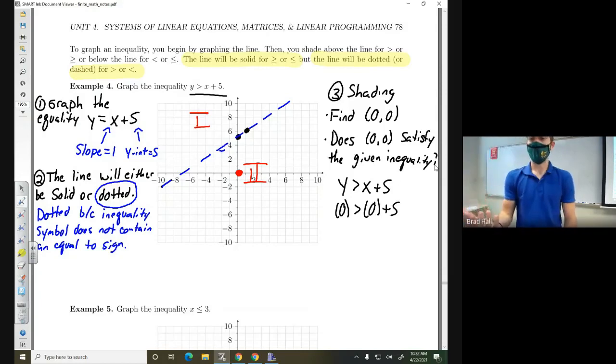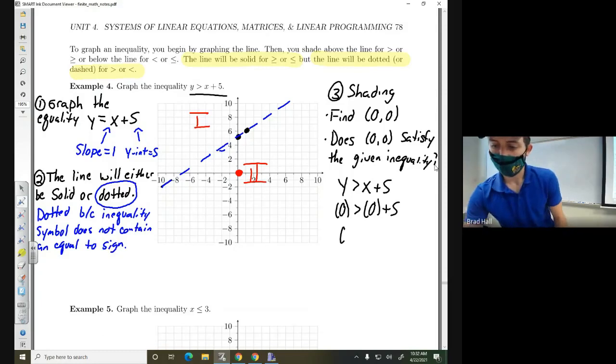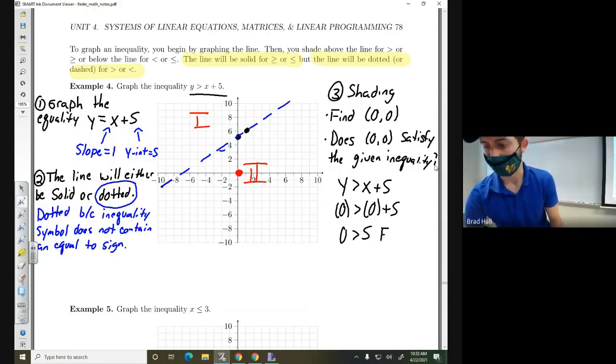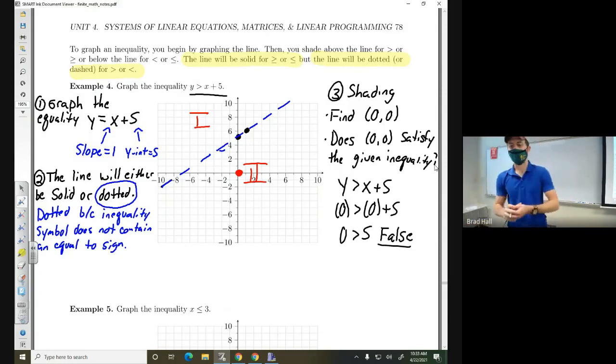So I plugged in 0 for x, 0 for y. So 0 is greater than 5. Did we get a true statement from this or a false statement? We got a false statement. 0 is not greater than 5. So what does this tell us? That's the question now. This means we do not shade on the same side that contains the origin, the point 0, 0. That's what this tells us.